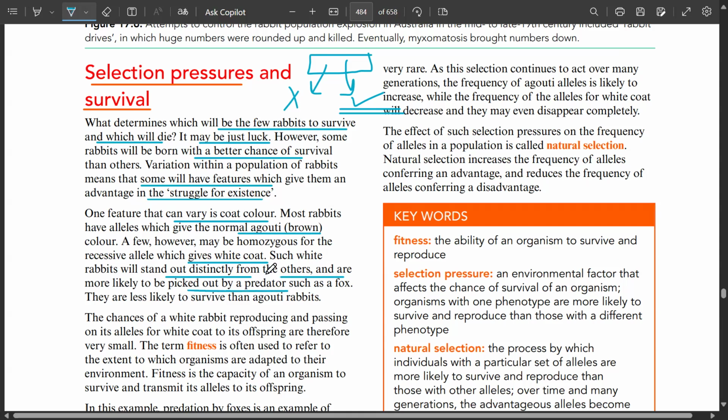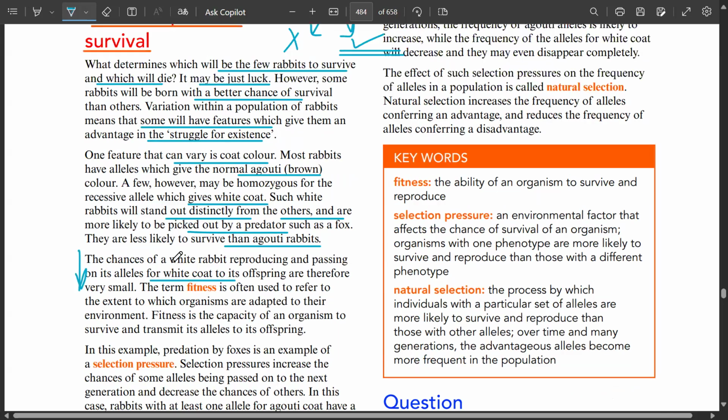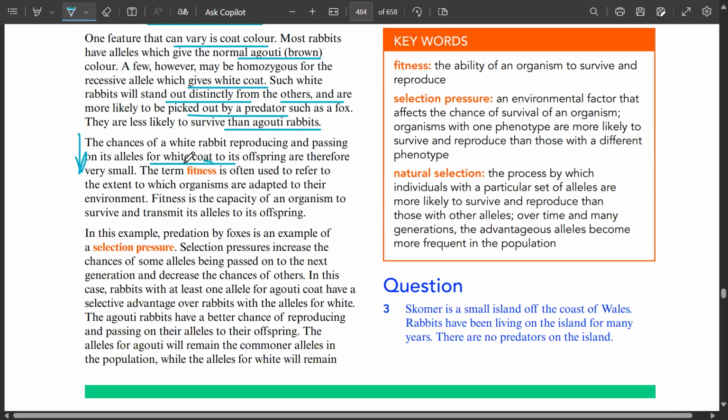अब जो लोग एक ब्राउन फॉरेस्ट एरिया में रह रहे हैं, अब वहां पे व्हाइट रैबिट क्यों सरवाइव करेगा? व्हाइट तो बहुत चमकता हुआ नजर आएगा उस जंगल के अंदर, तो agouti rabbits are going to survive. The chances of a white rabbit reproducing and passing on its allele for white coat would also be very small. जाहिर सी बात है, जब वो सरवाइव नहीं करे तो क्या उसकी एलील आगे ट्रांसफर होगी? बहुत कम चांसेस है. क्या उसका ऑफस्प्रिंग प्रोड्यूस होगा? बहुत कम चांसेस है. So the term fitness is often used.